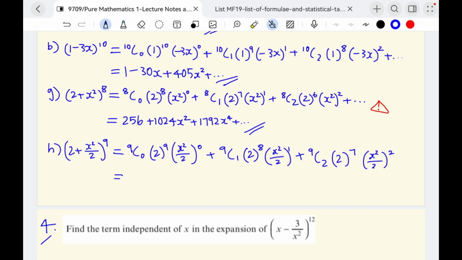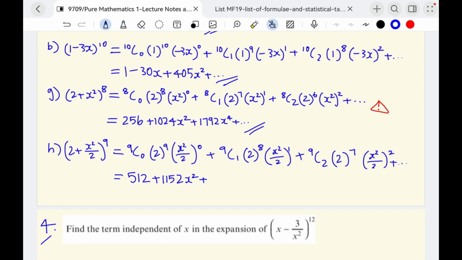So for the first term, it's just 2 to the power of 9, which is 512. This is confirmed as positive. Plus 9C1 times 2 to the power of 8, divided by 2, so you get 1152 x squared, of course.